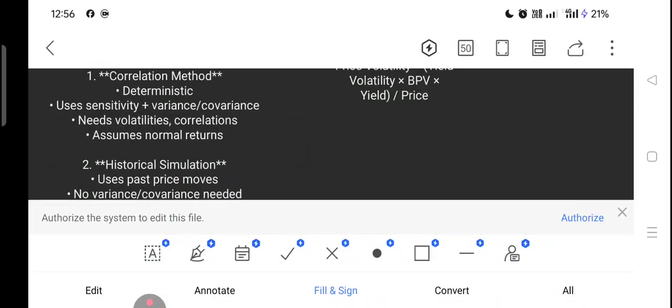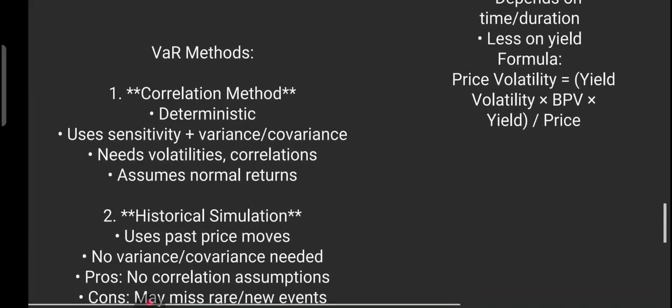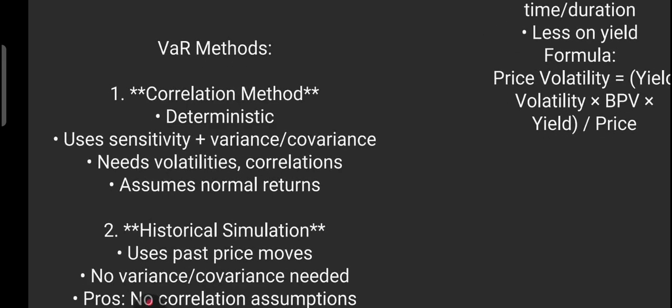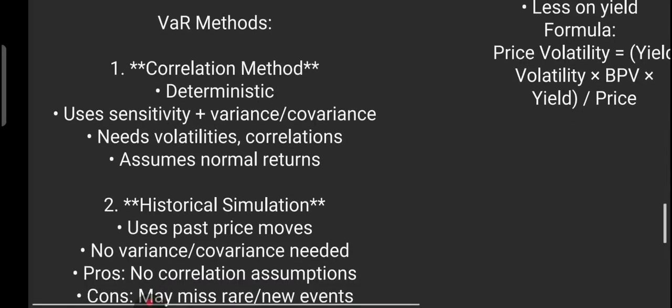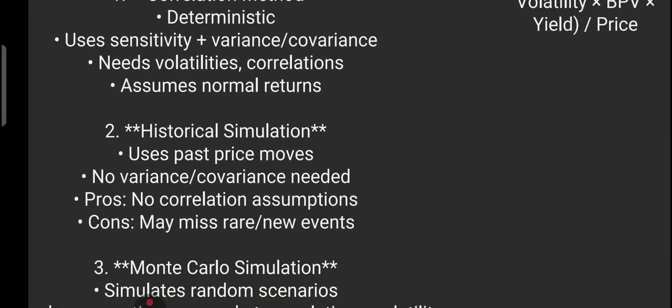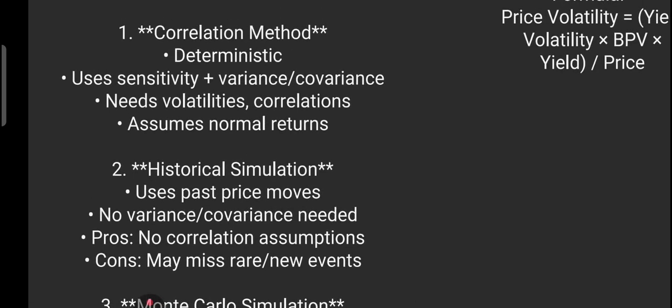The first we have is called the correlation method. The correlation method is also called the variance covariance method. This is a deterministic approach. It is based on a fixed mathematical formula. It uses sensitivity analysis. It uses the variance covariance matrix. It needs data on volatility and correlation between assets. It assumes that returns follow a normal distribution. Remember the keywords: deterministic approach, sensitivity analysis, variance covariance matrix. It is simple but assumes perfect market conditions, which is not ideal for unexpected events.